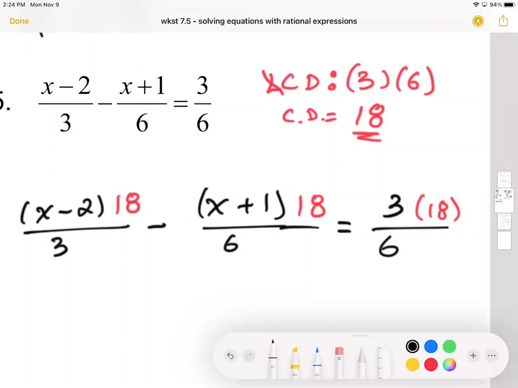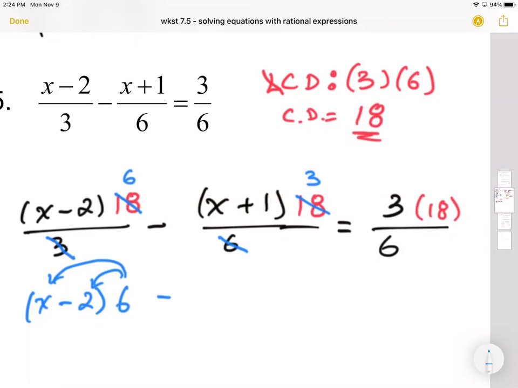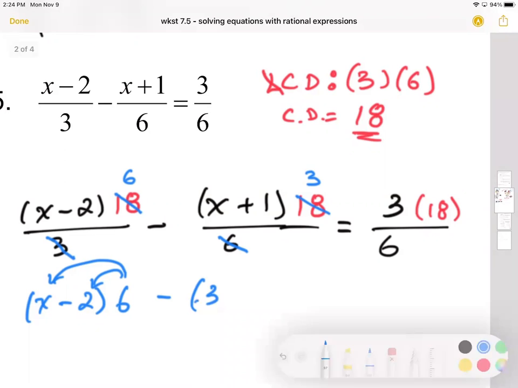If you look at this item here, everybody see that 3 goes into 18 six times. Meaning my new problem is I have x minus 2 multiplied by 6, meaning basically you take the 6 and you distribute it in. And again, this 6 goes into 18 three times, meaning my problem now is I have, I'm supposed to write a 3 in front. The number is usually written in front.